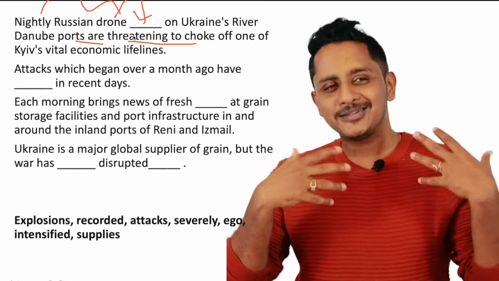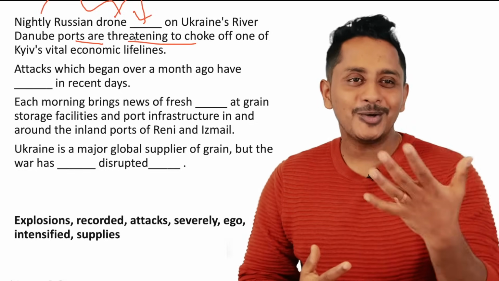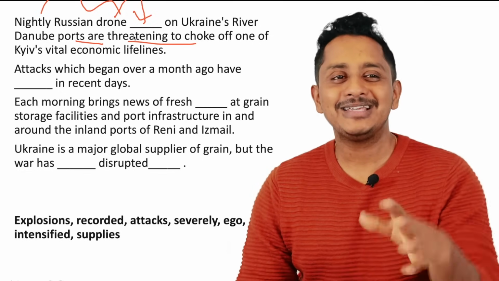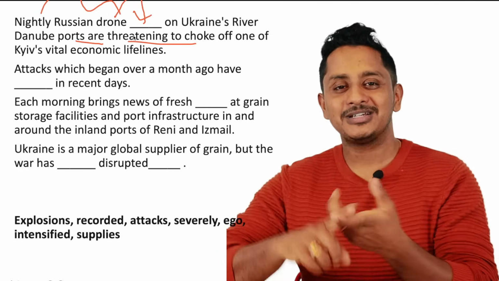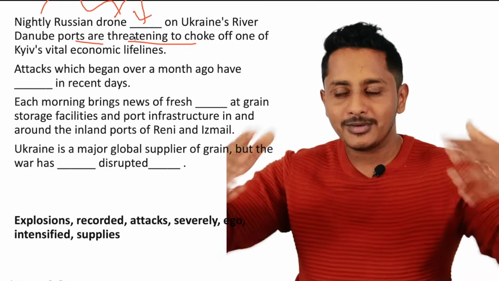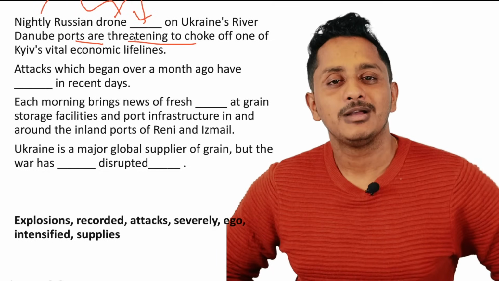See, the strategies differ from question to question. Read aloud, all the questions have the same strategy. Repeat sentence, all questions same strategy. Essay, all questions same strategy. Summarize written text, describe image, summarize spoken text, all questions same strategy. Reading FIB, every question has a different strategy. So that's why this is difficult.